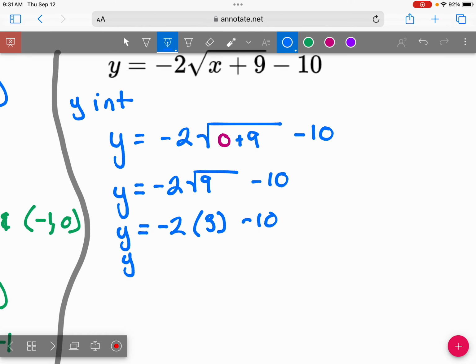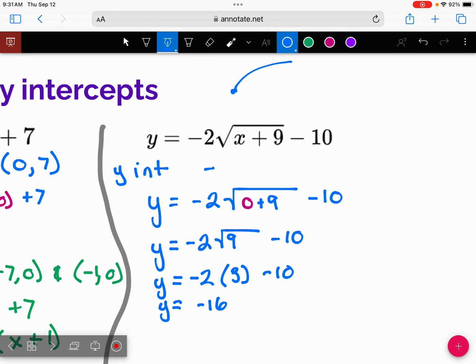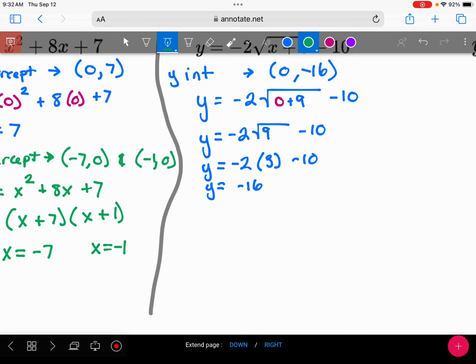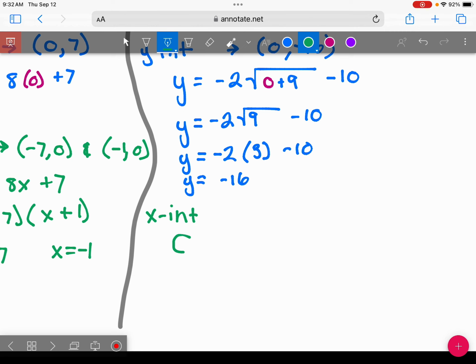So what is our y-intercept here? -16. -2 times 3 gives me -6, minus 10, -16. So our y-intercept is going to happen at the point (0, -16). Let's do our x-intercepts. We're going to set 0 for y.